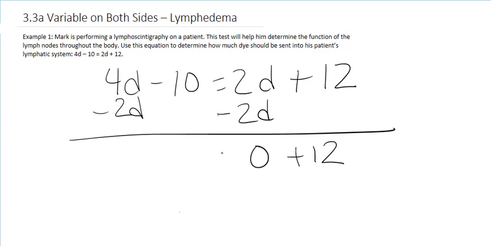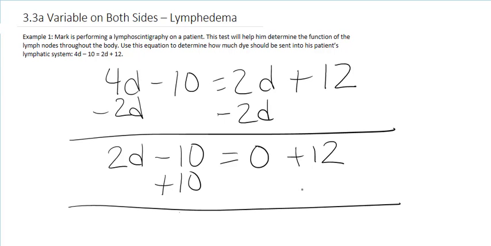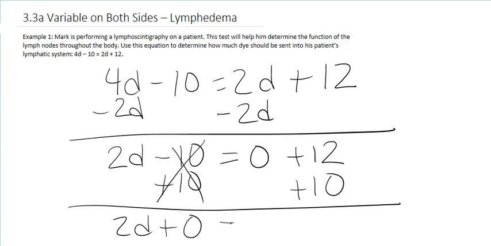So we have 12 on the right hand side. Now we have 4D minus 2D, which is the same as 2D. And we have minus 10. Now we want to get the D on one side. So to continue, we will add the 10 to both sides. This gets rid of it as that equals 0. So 12 plus 10 is equal to 22.